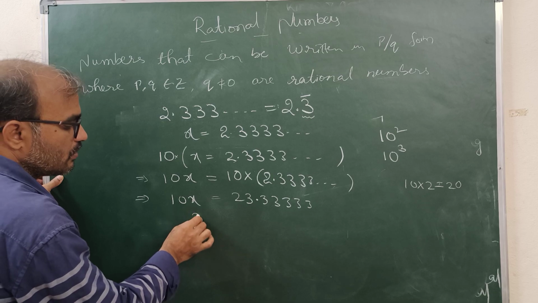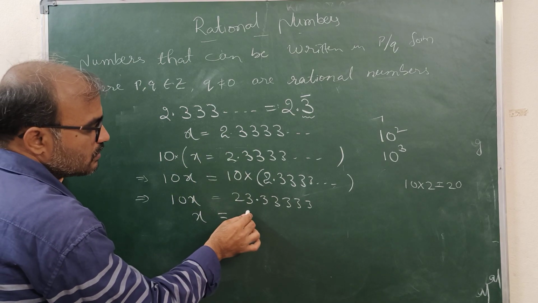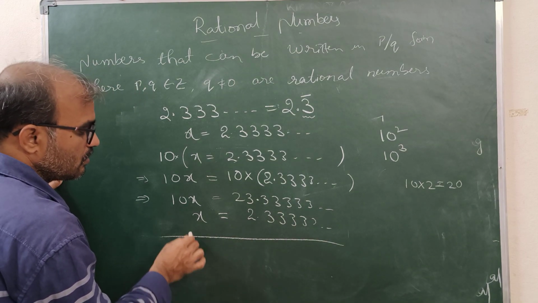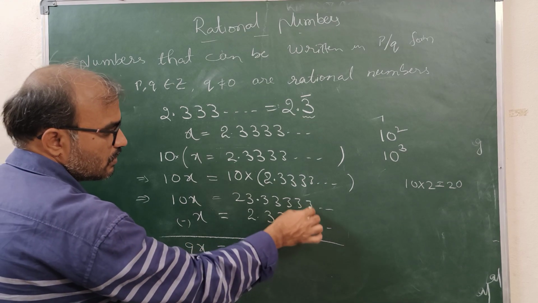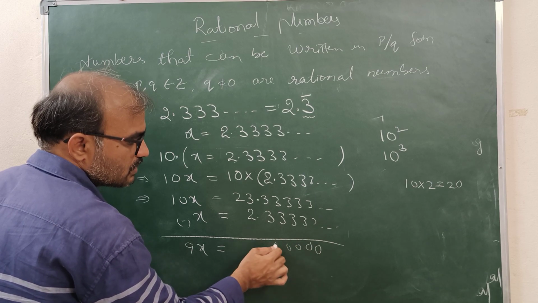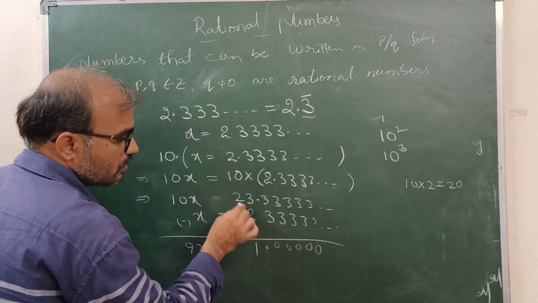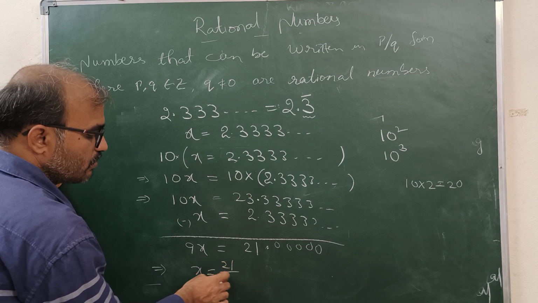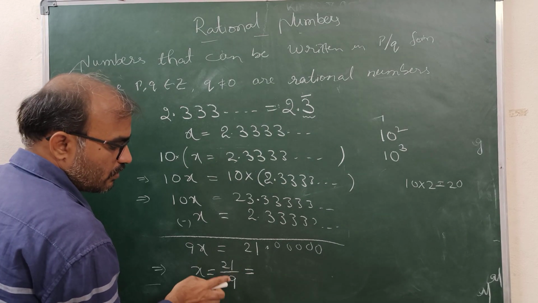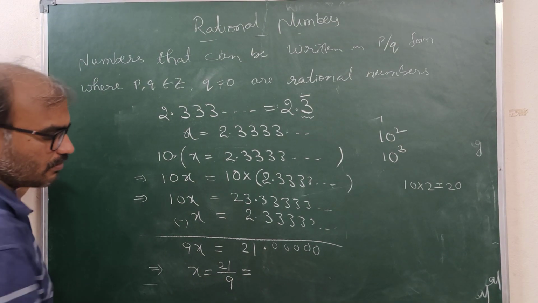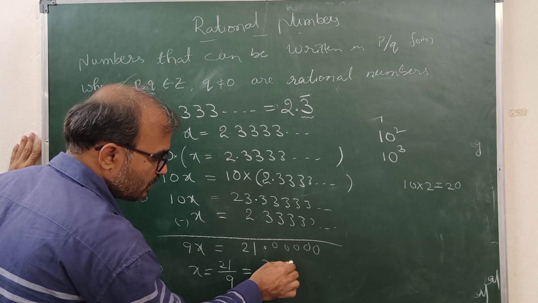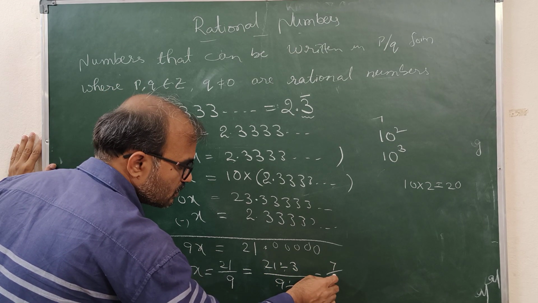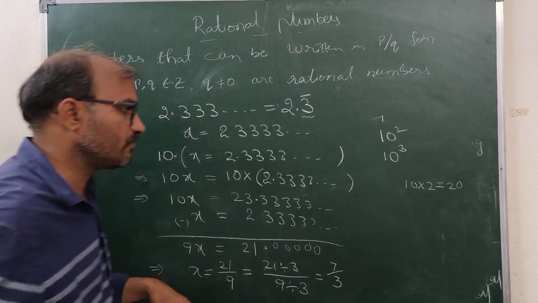Now write the first equation, whatever you have considered, 2.33333... Now do the subtraction. 10x minus x is 9x. Here 3 minus 3, whatever the number of 3s here, all will get cancelled. 23 minus 2 is 21. This implies x is equal to 21 by 9. If there is any common factor, 21 and 9 both have common factor 3, so divide both by 3: 21 divided by 3 is 7, 9 divided by 3 is 3. So 7 by 3.